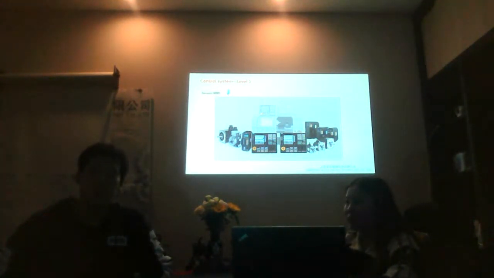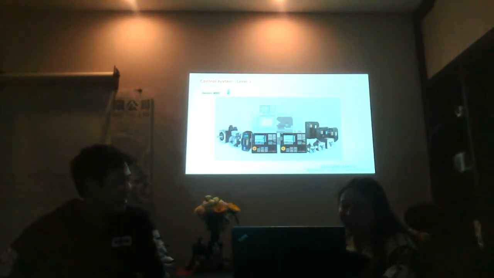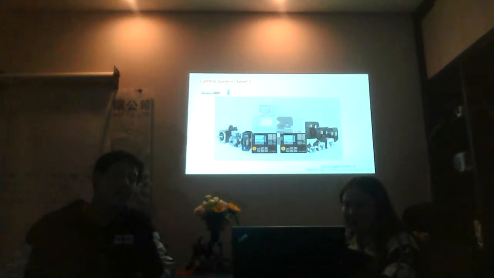It is also the middle level control system. No, I think it's, for the Siemens and Phonak, I think is the first level control system. Okay, so Siemens and Phonak.